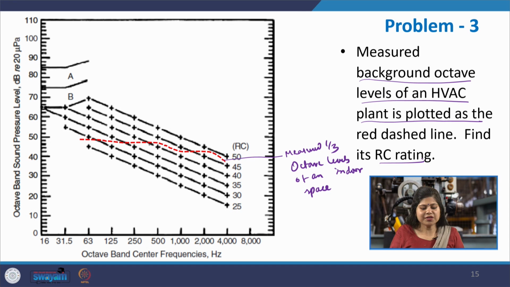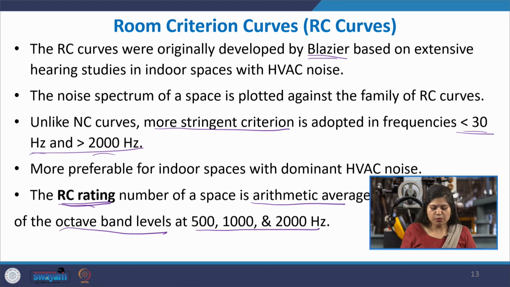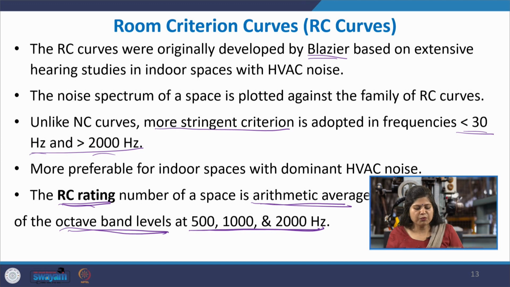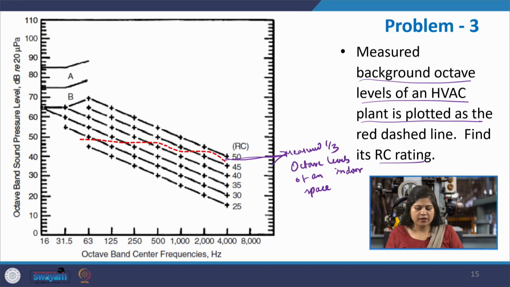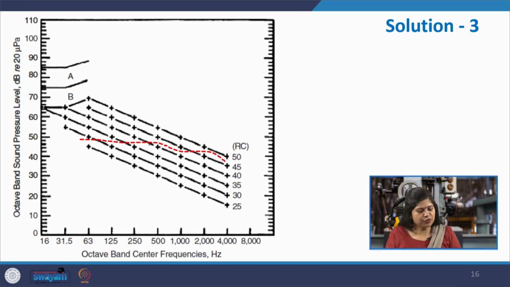So, here you do not see what is the nearest curve. If you go by that logic, that the nearest RC curve is 50, where it is just above or equal to it, then by that logic RC should be 50, but that is not the logic that is used in case of RC rating. RC rating is simply whatever is your measured octave levels, you do the arithmetic average in the 500, 1000 and the 2000 hertz range. So, the RC rating of this particular measured space should be, let us find out what is its 1/3 octave values at 500, 1000 and 2000 hertz.